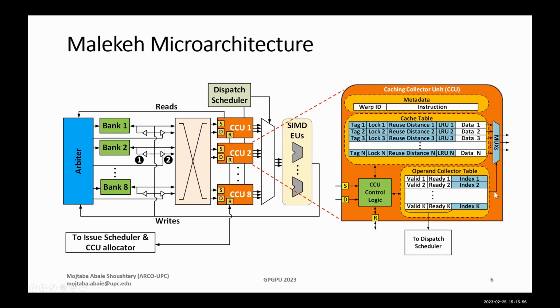We also have some indirect indexes to the entries because we want to avoid the replicated values. We want to minimize the size of the cache table. So it's very, very important to have only one copy of each register. And we design a control logic to manage this system both as a cache and a collector unit.